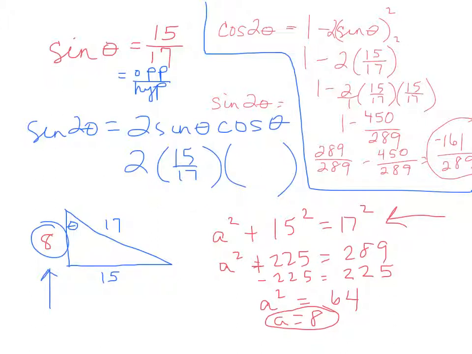So now I fill in my second fraction. My cosine is the adjacent side over the hypotenuse. And you're multiplying everybody straight across, and you get 240 over 289. And that's the sine of 2 theta.